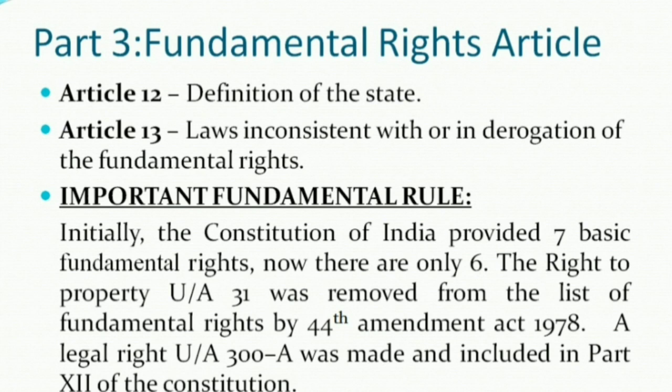Important fundamental right note. Initially, the Constitution of India provided 7 basic fundamental rights. Now there are only 6. The right to property under Article 31 was removed from the list of fundamental rights by the 44th Amendment Act, 1978. A legal right under Article 300A was made and included in Part 12 of the Constitution.